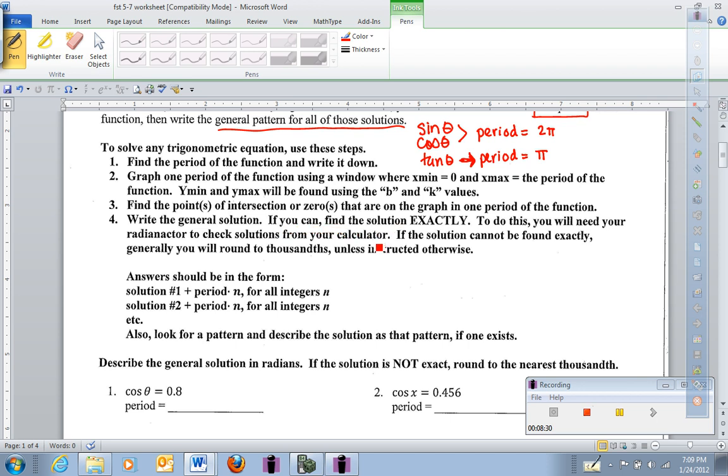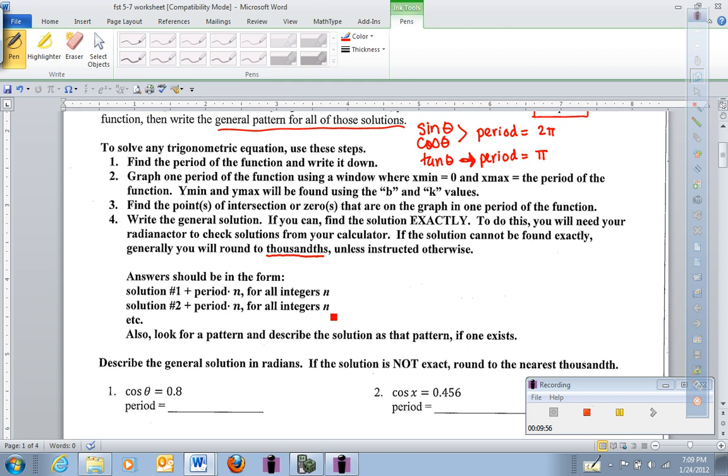and if we can, we're going to find that general solution exactly. To do this, we're going to need to use our radian actor. So right now, before we get too far, we need everybody to pull out their radian actor. Hopefully you brought yours to class today. If not, you're going to have to be pretty smart and pretty savvy to know all of these decimals to know if they're exact or not. You can use your radian actor to check the solutions from your calculator, and if the solution cannot be found exactly, generally we will round to thousandths. So generally we would round to 3 decimal places unless you're instructed to do otherwise.